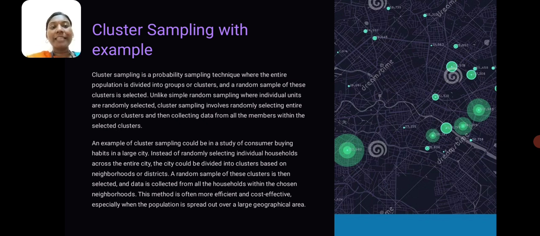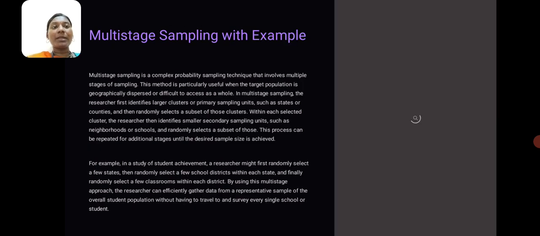An example of cluster sampling could be the study of consumer buying habits in a large city. Instead of randomly selecting individual households across the entire city, the city could be divided into clusters based on neighborhoods or districts. A random sample of these clusters is then selected, and data is collected from all the households within the chosen neighborhoods. This method is often more efficient and cost effective, especially when the population is spread out over a large geographical area.